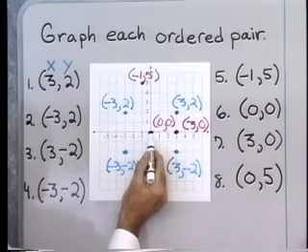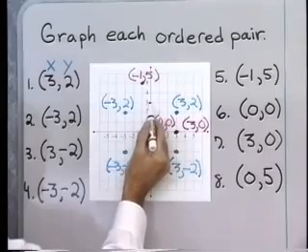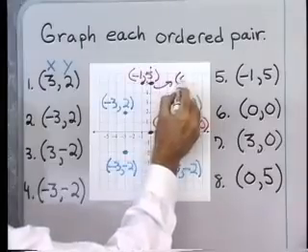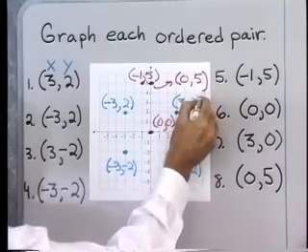My next point, x is 0, y is 5. So I start at the origin, I move 0 units forward or back, and then I move 5 units up. 1, 2, 3, 4, 5. That's this point right here, and its coordinates are x equals 0, y is equal to 5.